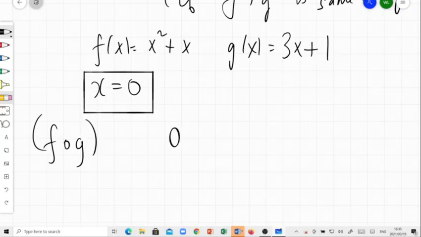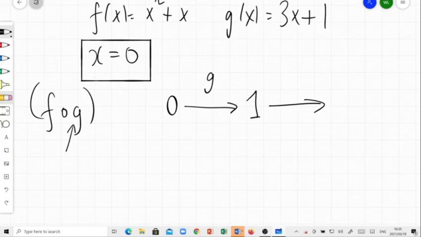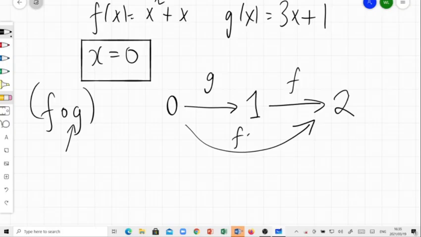Okay, so remember g acts first. So g, remember, is 3x plus 1. So g acts on my 0 to get 1. And then whatever g spits out is fed immediately into f. So what is f? f is x squared plus x. So in this case, it's just going to be 1 squared plus 1, so that should give me 2. So this is f of g of 0. Okay. So therefore, I conclude that f of g at 0 is equal to 2.